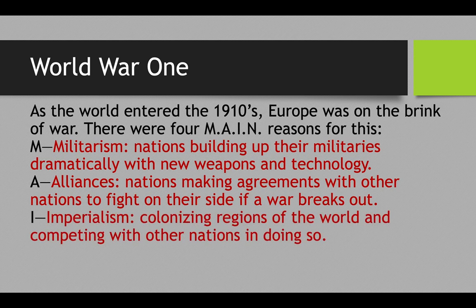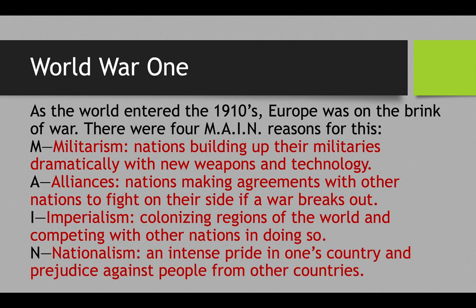The third long-term cause of World War I is imperialism, when nations take over smaller, weaker nations and make them colonies. Colonizing regions of the world, competing with other nations in doing so. Europe had been doing this for decades, especially in Africa and in South and Southeast Asia. And this is what really made World War I a world war instead of just a European war, because you have people from all of these different colonies answering the call to come help their colonizing country win this war against their rivals.